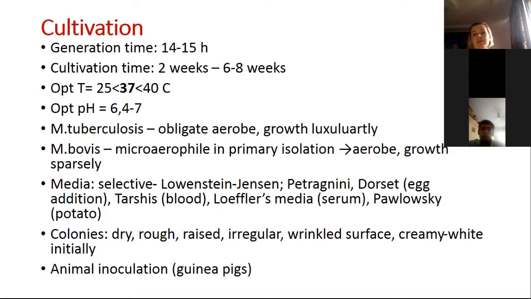Mycobacterium tuberculosis is an obligate aerobe. Growth looks abundant, and it means that this bacteria can grow only in the presence of oxygen. No oxygen equals no growth. Next, Mycobacterium bovis in primary incubation is a microaerophile. They need a low concentration of oxygen and grow better in the presence of some other gases such as carbon dioxide. And if we reinoculate, this bacteria becomes an aerobe.